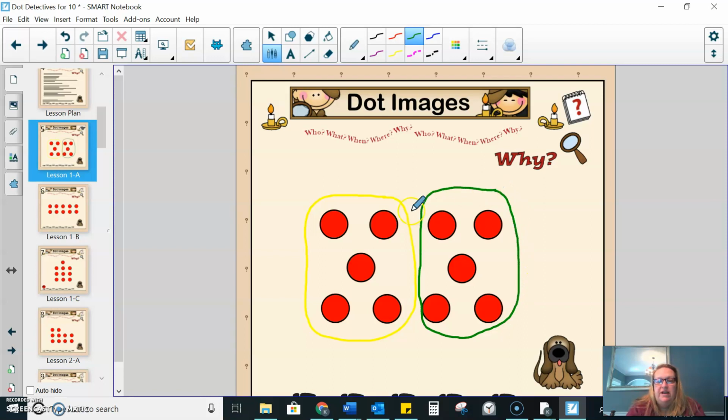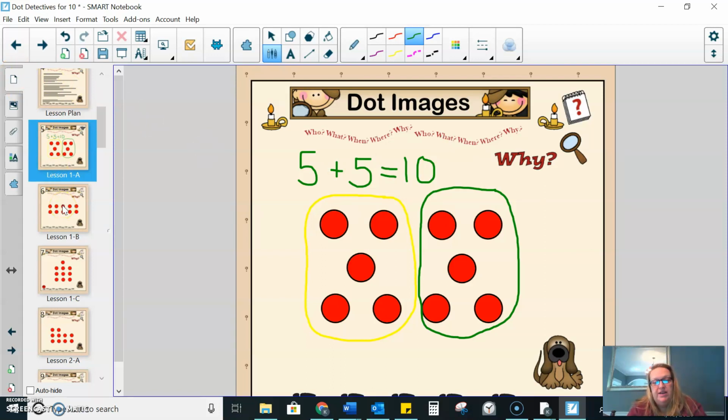I know that these are 5 dots because I can see that there's 4 on the outside and 1 in the middle, and 4 and 1 more makes 5. So that lets me know that this is 5 and 5. So what this says to me is that 5 plus 5 equals 10. Did you see that arrangement? 5 plus 5 equals 10. Or you could say 5 and 5 more equals 10.